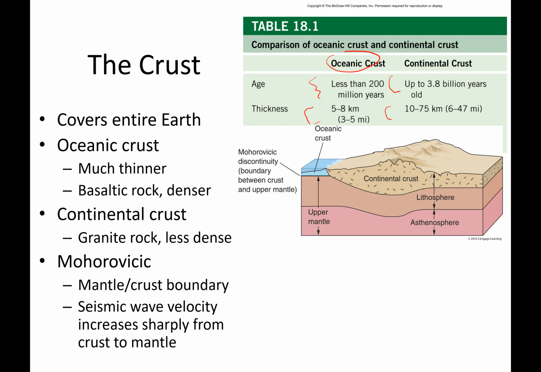The Moho or Mohorovičić discontinuity. Now, if something is discontinuous, that means it stops. So actually, this discontinuity is just talking about the place where two important layers of the Earth meet. So this discontinuity place is between the Earth's crust and the mantle of the Earth.